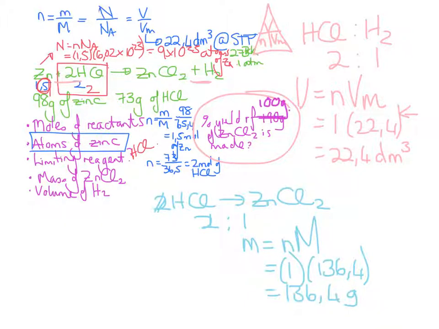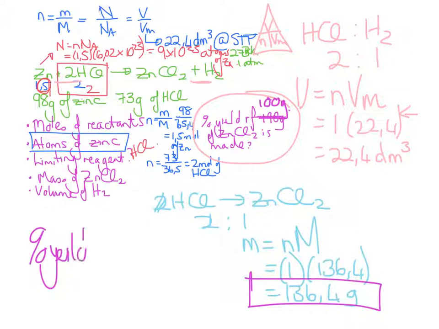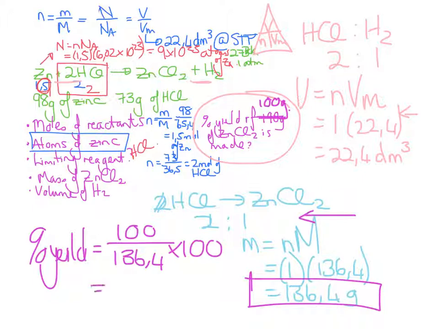Okay, so if I'm going to make 100 grams, so I did make 136,4. So percentage yield is equal to how much did I make out of how much should I have made, and this was the maximum that could have been made, times by 100, and I'm going to get an answer of 73%.